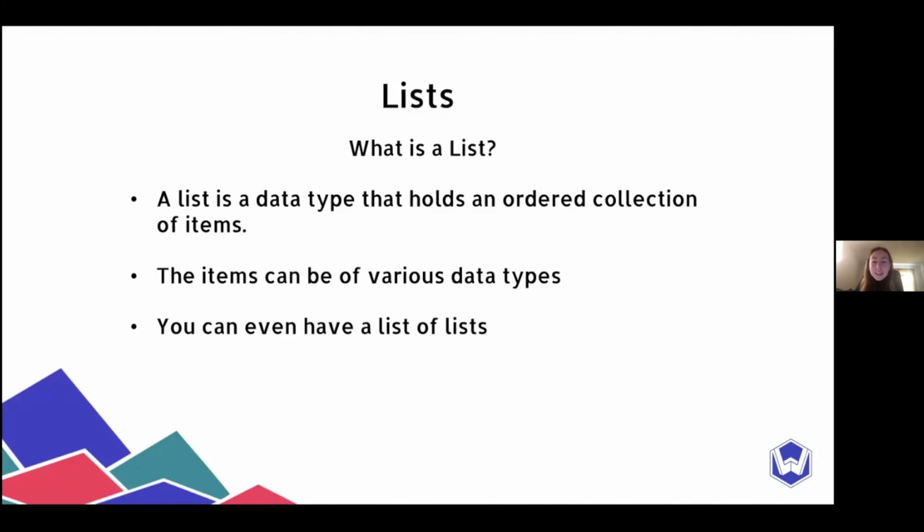So next topic is lists. So far, we've covered data types: string, integer, and float. A list is a data type that holds an ordered collection of items. And those items can be of different data types themselves. So you could even have a list of lists.